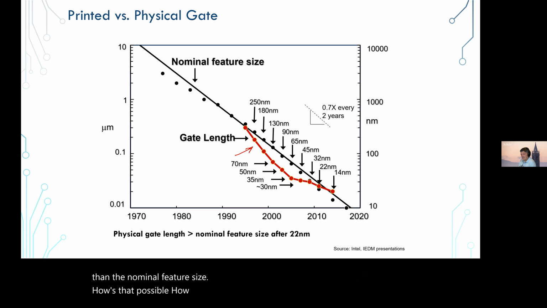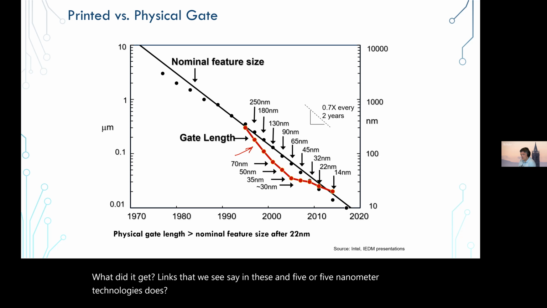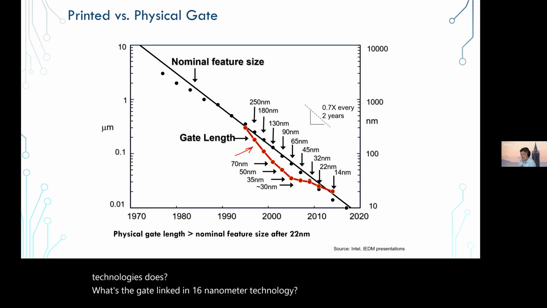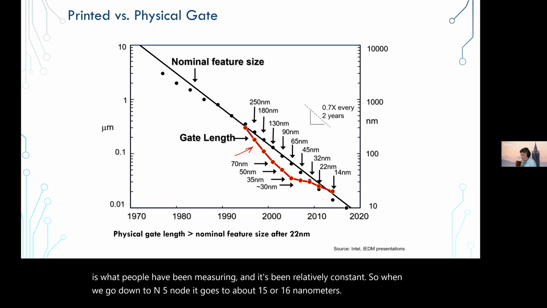How does this make sense? What are the gate lengths that we see, say, in these N5 or 5 nanometer technologies? Does anybody know? What's the gate length in 16 nanometer technology? I think for 16 nanometers, the gate length is about 5 nanometers. No, it's about, I believe, what you have seen from the reports, it's about 20 or 19 is what people have been measuring. It has been relatively constant. So when we go down to N5 node, it goes to about 15 or 16 nanometers. Kind of interesting. How does that make sense?